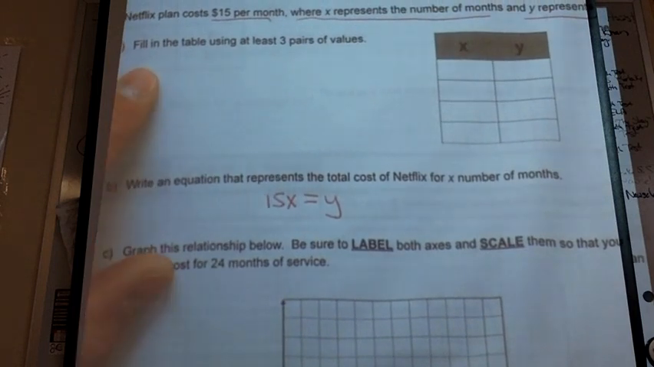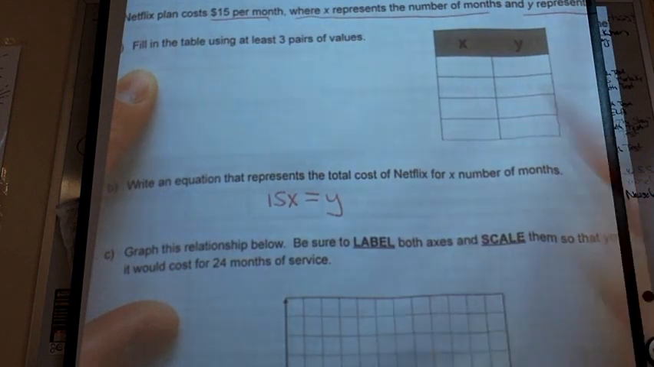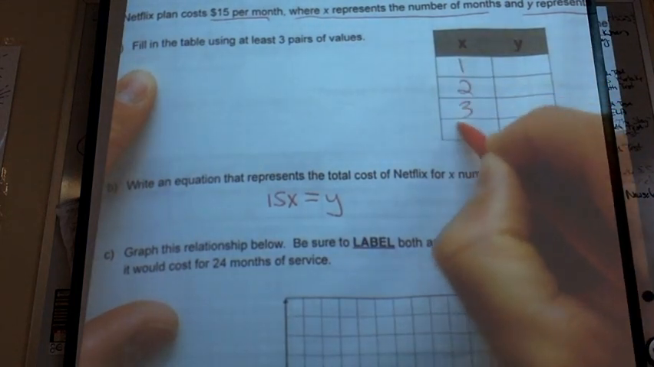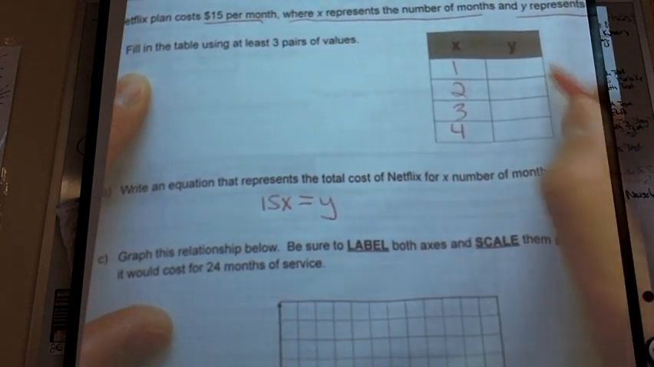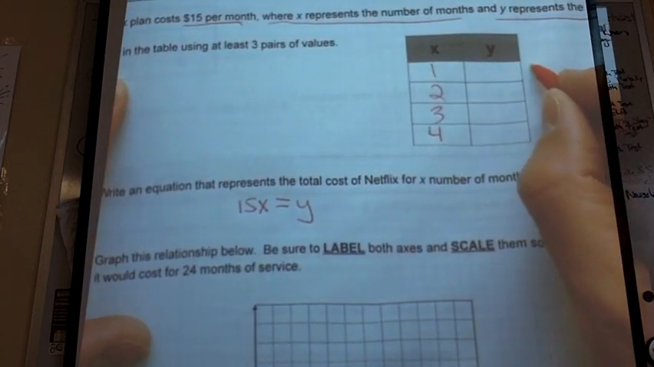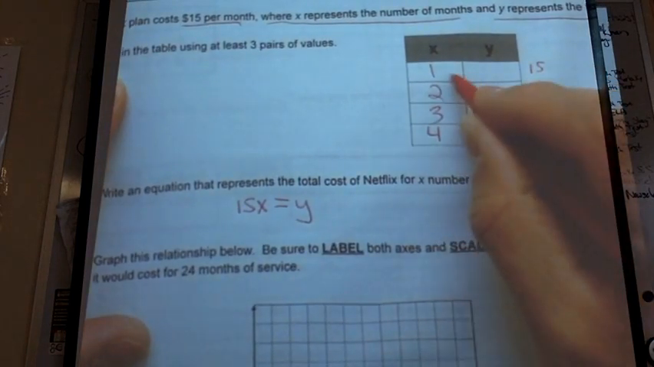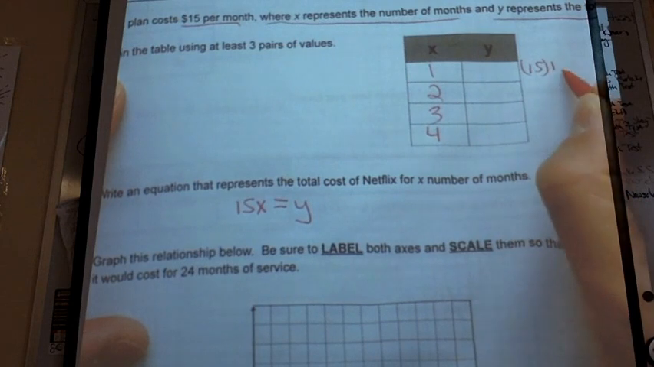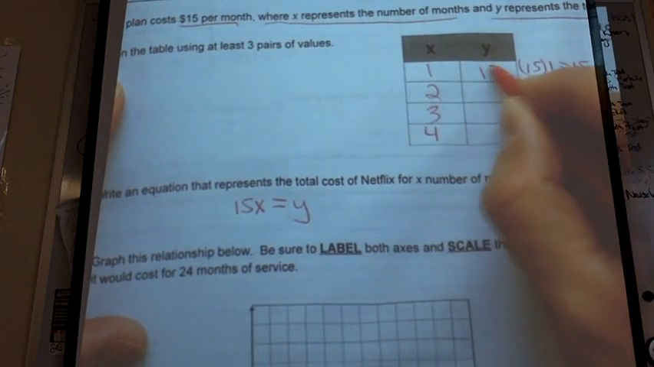So using that, we can fill in our chart. It says use 3 pairs of values. So I'm just going to use at least 3 pairs of values. I'm just going to say 1, 2, 3, and 4. So if we did that, our equation was, well, it costs $15 a month. So after the first month, 1 month of it will equal 15. So our total cost is 15.